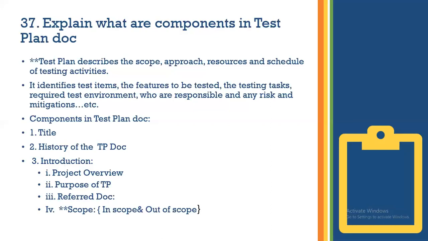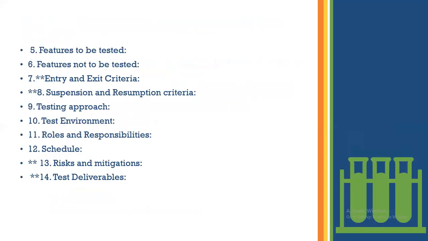Project overview. That means a brief description about the project, the purpose of the test plan, the objective of the test plan, why he prepared the test plan document, that information. Referred documents, that means which documents were referred to prepare the test plan document. Scope, that means what type of testing activities are possible to perform under the current test plan, and what type of testing activities are not covered under the test plan, in terms of in scope and out of scope.